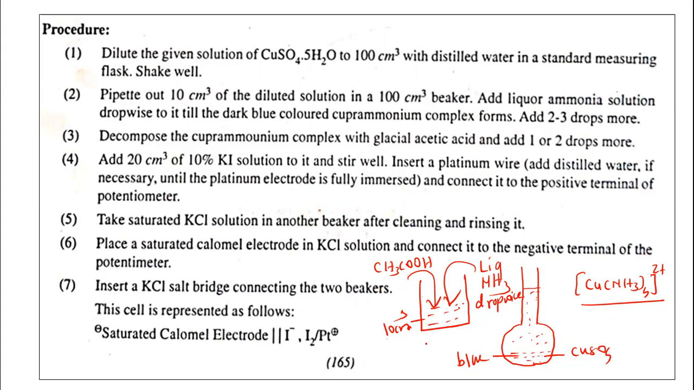Then after that, we have to add 20 cm cube of 10% KI solution, and stir the solution. Then we have to insert a platinum electrode into this, and connect it to the positive terminal of the potentiometer.